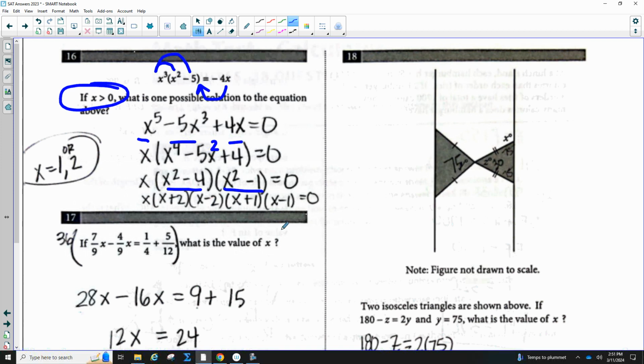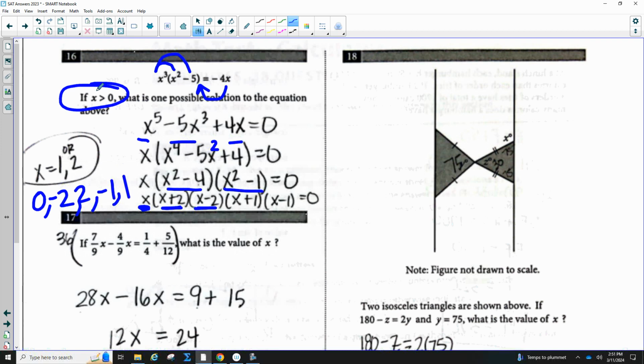0. What would this solution be? What would this solution be? Yep, and then negative 1 and then 1. But it said if x is greater than 0, what is one possible solution? So they would take either 1 or 2, and you can pick which one you want to put in the box, okay? You can pick a 1 or a 2. All right.